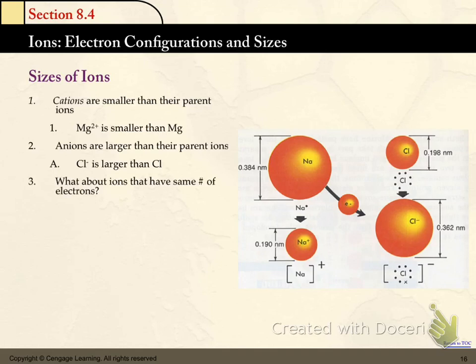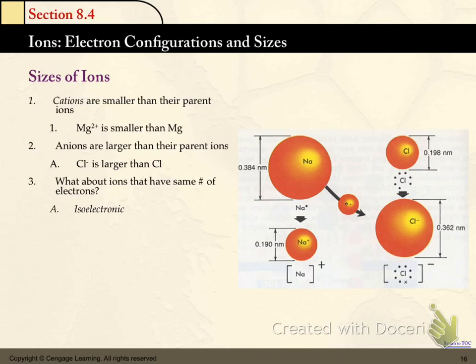But here's when it gets a little bit sticky. What about ions that have the same number of electrons? Okay, let's think about this. Sodium and fluorine are great examples. Because when sodium becomes an ion, it loses 1 electron. It then has 10. Fluorine will gain 1 electron, and it'll also have 10. So what happens there? They've got the same number of electrons.